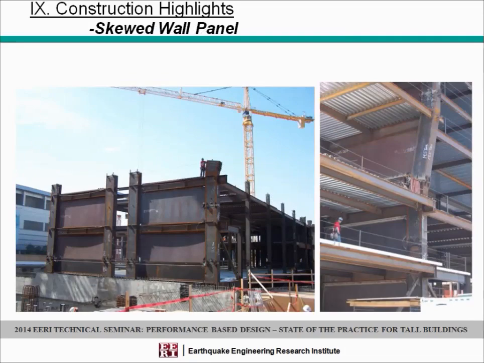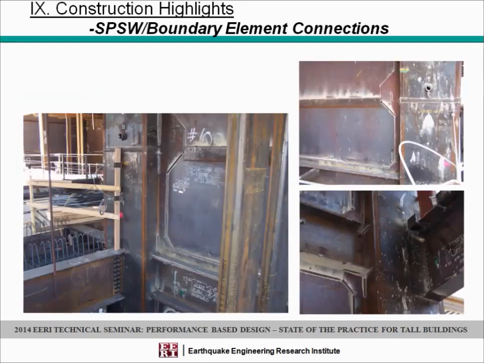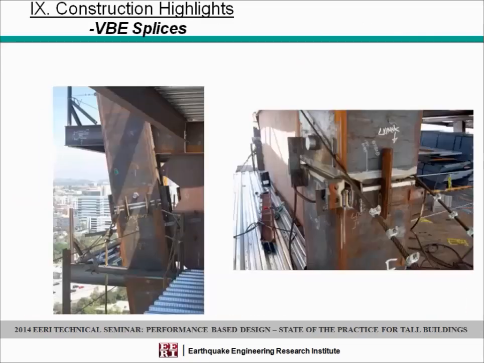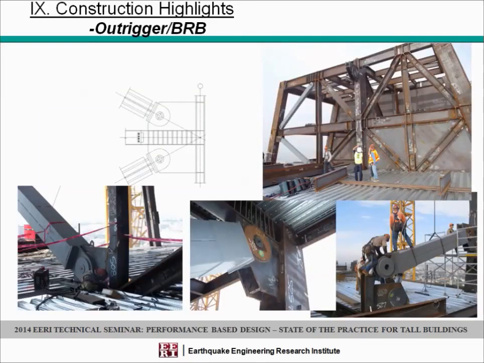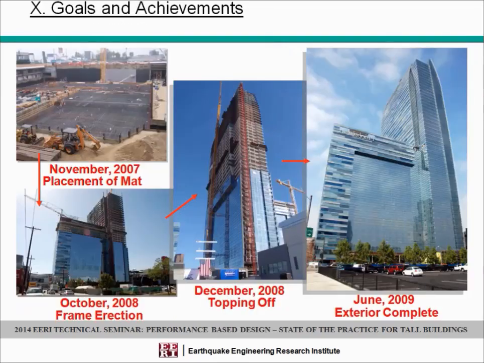This is when we start the transition of the sloping columns. And you see the access holes to allow the splicing of the columns and the inspection. The diagonal column. This is the roof system outrigger and the connection of the BRB.